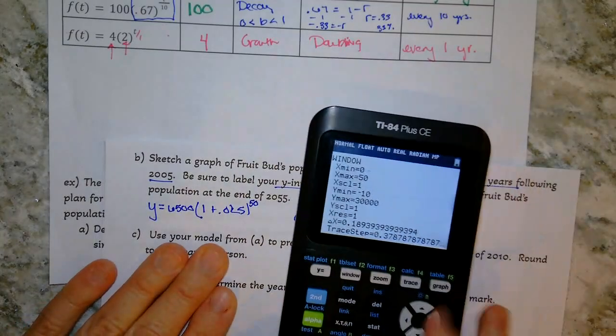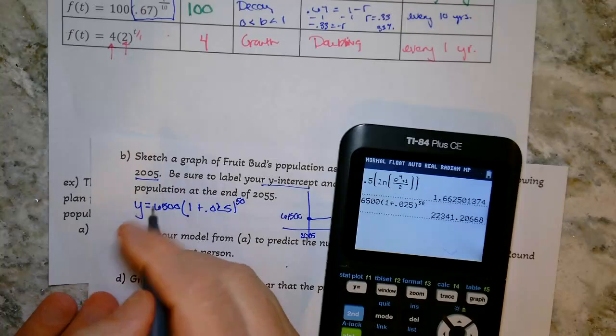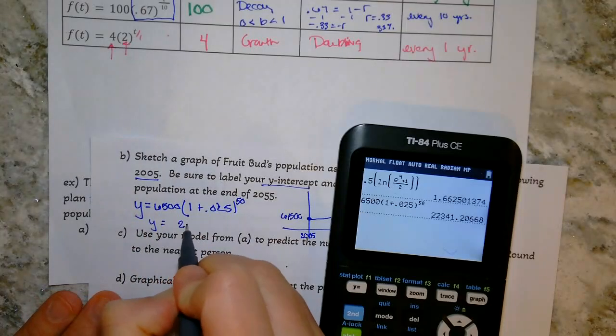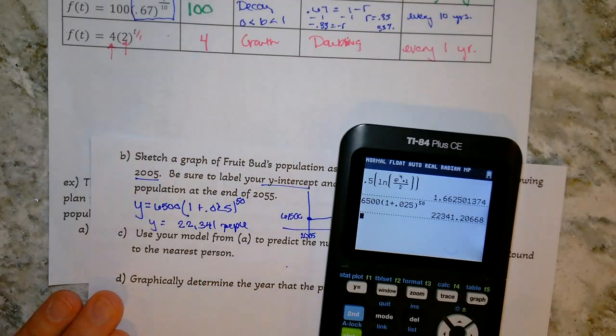And I'm going to go to that home screen and just type that in. 6,500 times 1 plus 0.025 raised to the 50th power. And the population should be 22,341 people.